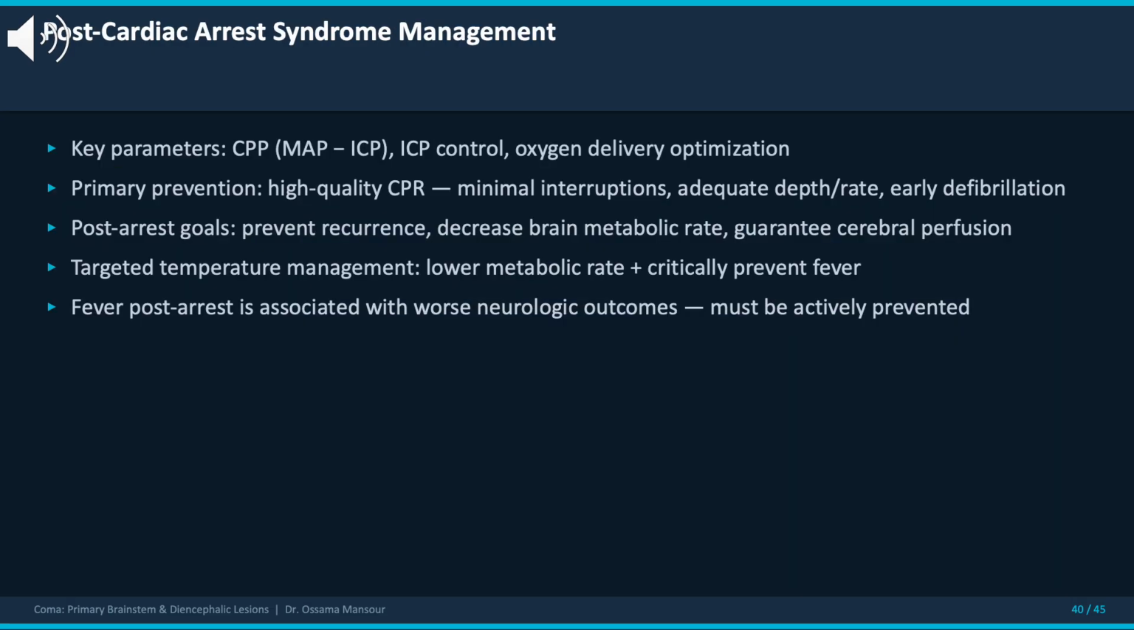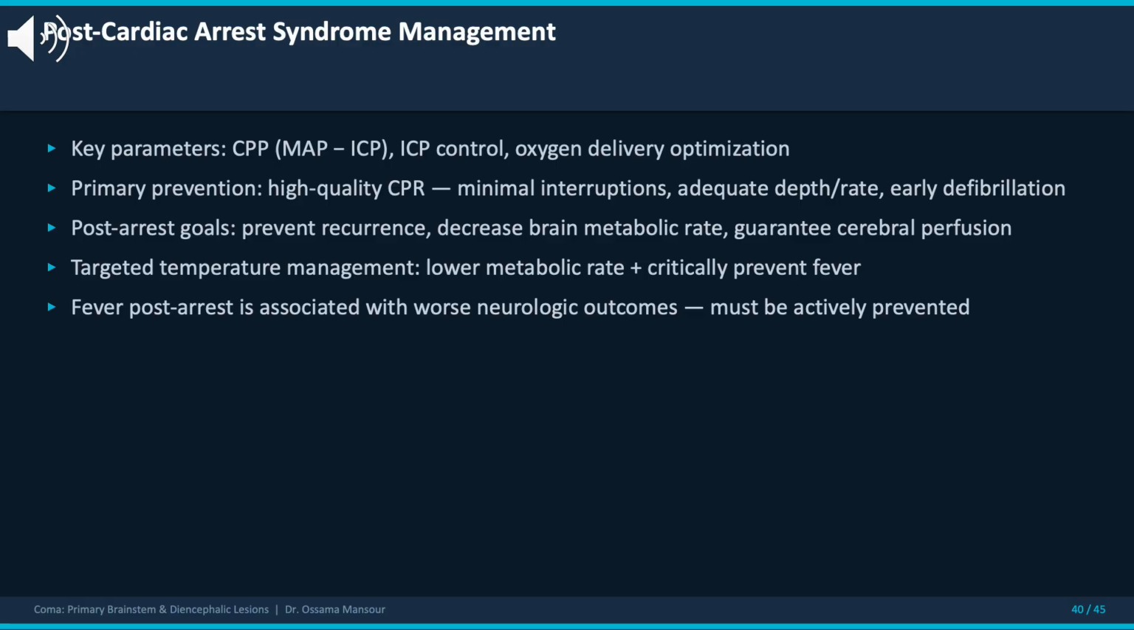Patients evaluated after cardiac arrest represent a distinct clinical entity that deserves special consideration, as the management encompasses specific strategies aimed at preventing and treating brain injury resulting from hypoxic ischemic circumstances. The key physiological parameters to focus on include cerebral perfusion pressure, calculated as the mean arterial pressure minus the intracranial pressure itself when elevated, and optimization of oxygen supply through careful management of ventilation parameters and hemoglobin levels.